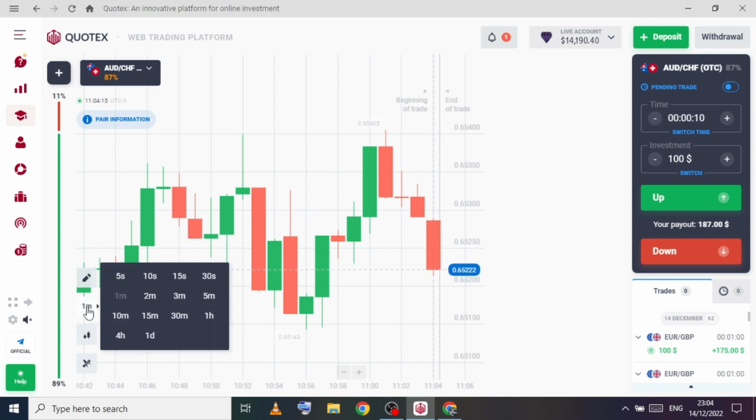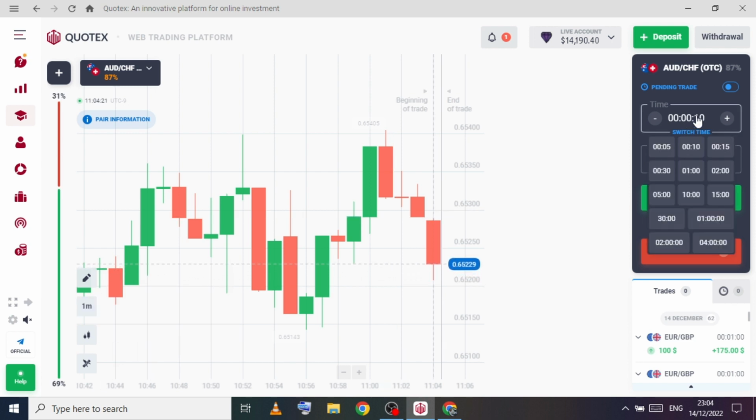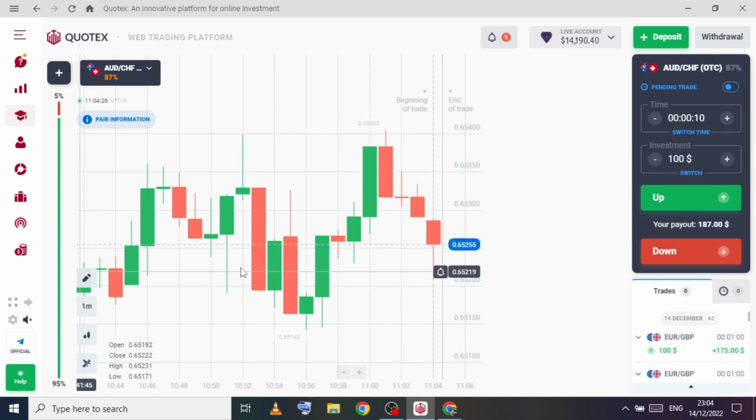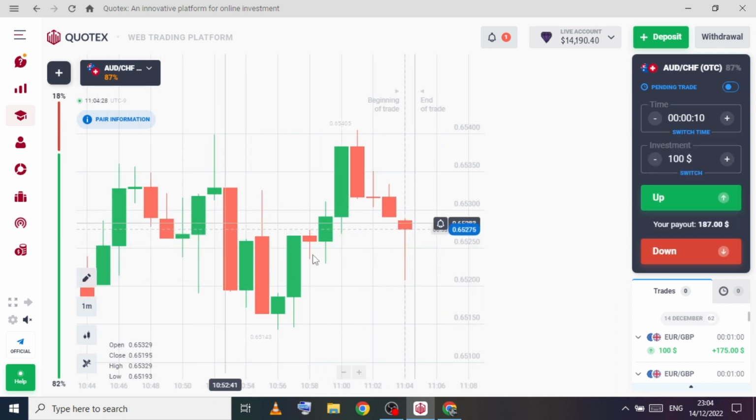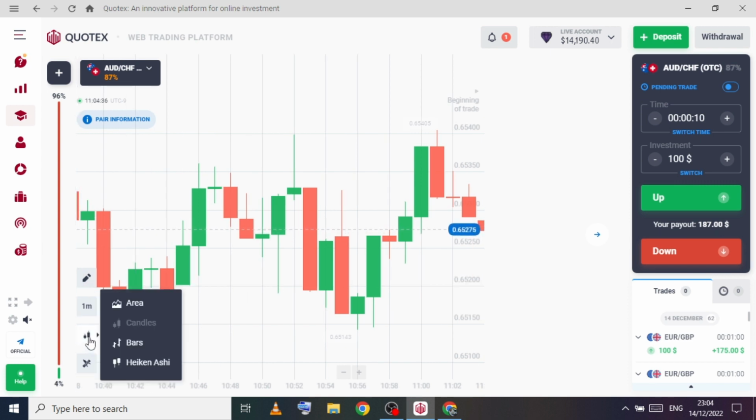If you change the time frame for the candlesticks, it doesn't mean that the expiration time changes. You can have an expiration time here, like here we already put 10 seconds, but the candlestick time frame is still 1 minute. Sorry.